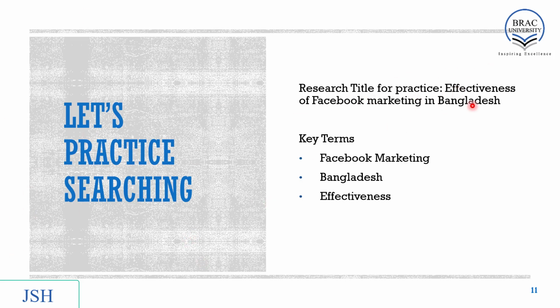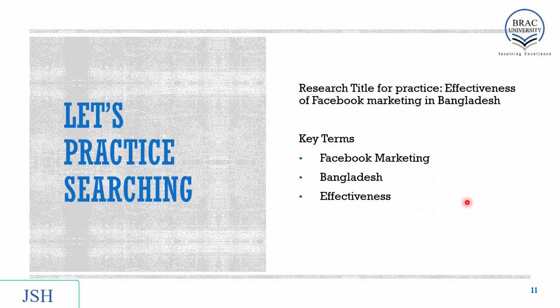Say your research title is Effectiveness of Facebook Marketing in Bangladesh, right? So this is your research title. Now in this title, what are the key terms or main terms that we have? Number one, we have Facebook marketing, obviously. Second, we have the term Bangladesh, right? That's another key term. And finally, we have effectiveness. So when we do the searching in Google Scholar, we should use these three terms to get better results.